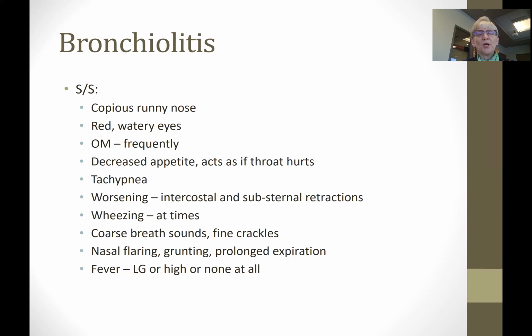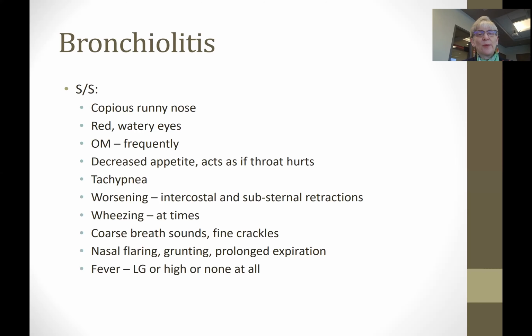I've seen this, as kids worsen with bronchiolitis, you may have some intercostal and substernal retractions. Sometimes they're going to wheeze. You may even see nasal flaring and grunting and that prolonged expiration. If you've got kids doing that, you've got problems, okay? Nasal flaring is one of those last symptoms that you're going to see. Retractions are one of those last symptoms that you're going to see. They're in pretty sad shape if they're retracting and grunting.